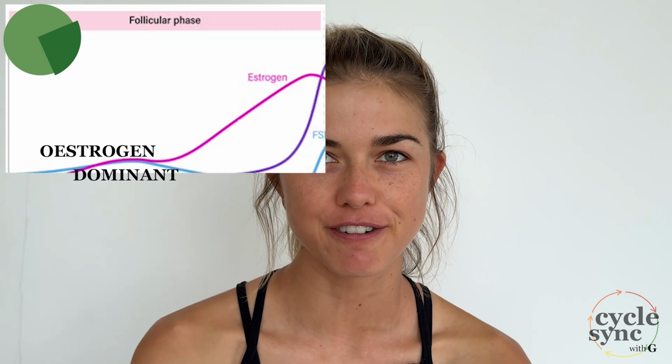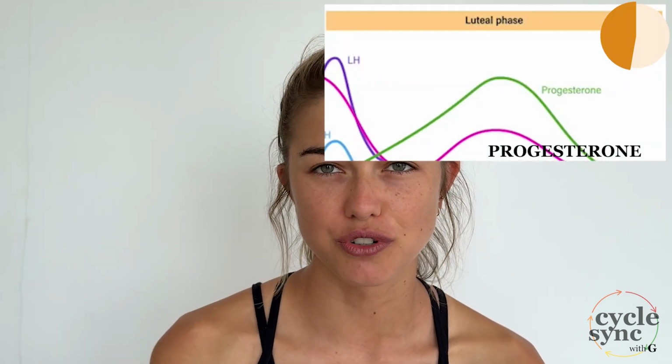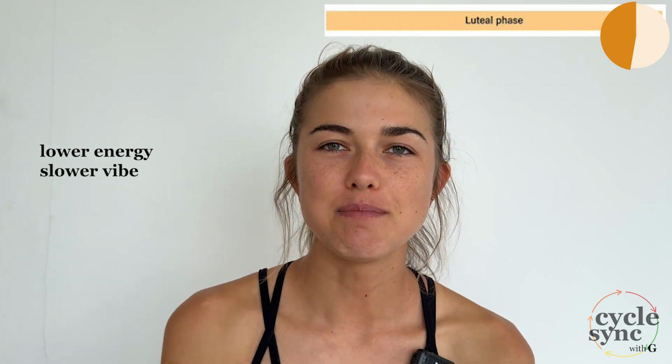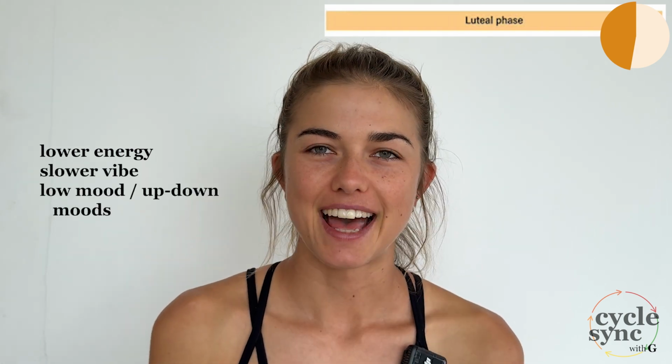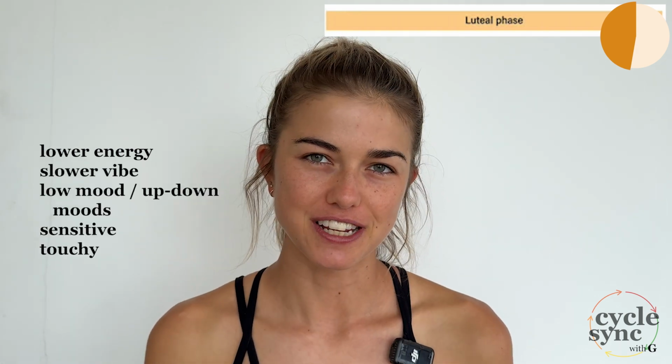So the follicular phase is also known as the estrogen dominant phase, and it's known for being a little bit more energetic, sociable, bubbly, tolerant, bulletproof. And then you've got the luteal phase, which is progesterone dominant, and it's known for being slightly lower energy, slower vibe, low mood or up and down moods, and in general a bit more sensitive, touchy and hormonal.